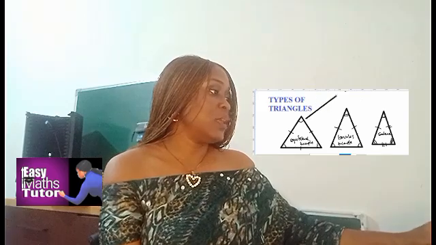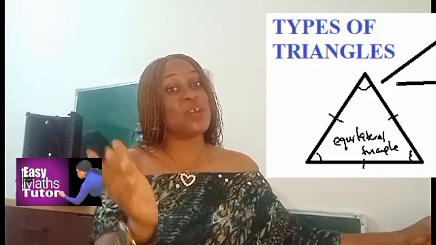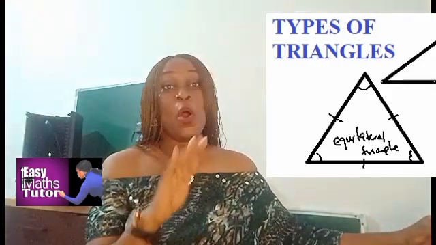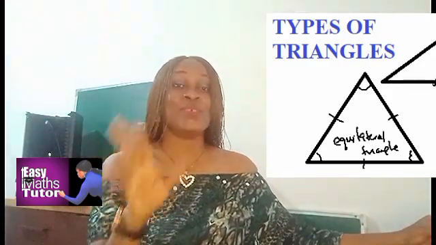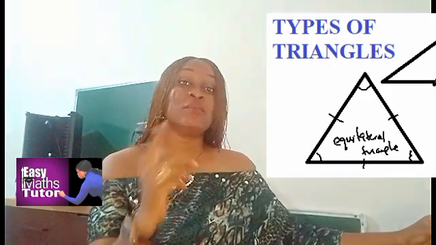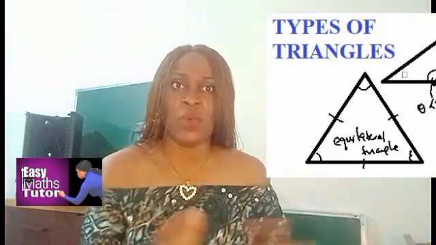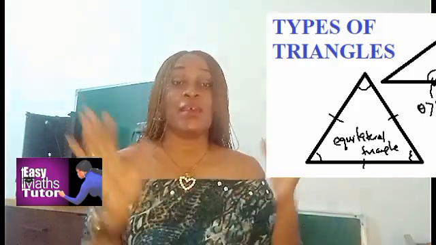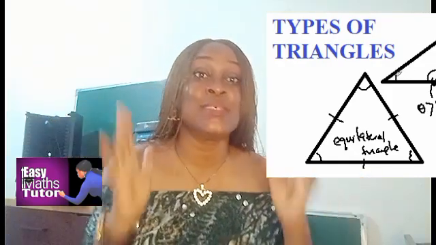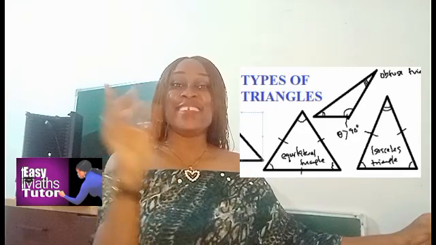The first one is the equilateral triangle. The equilateral triangle is a triangle in which all the three sides are equal. And because the three sides of the triangle are equal, when you investigate further, when you look closely, you find out that the three angles are also the same. Hooray!